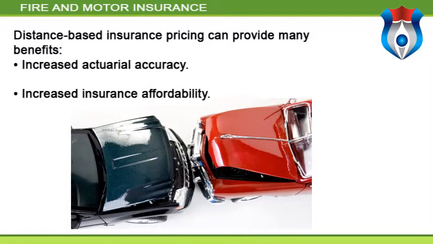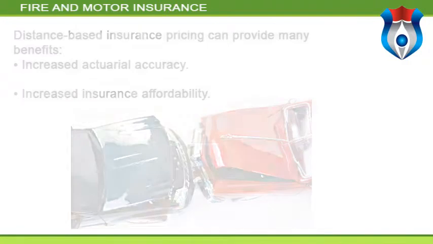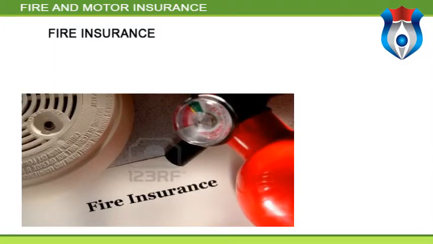Distance-based insurance pricing can provide many benefits. Increase actuarial accuracy. It makes premiums more accurately reflect the insurance cost of an individual vehicle. Increase insurance affordability. It offers motorists a new opportunity to save money. Saving could average INR 2,500 to 5,000 annually per participating vehicle with some systems. Let us now discuss the fire insurance.